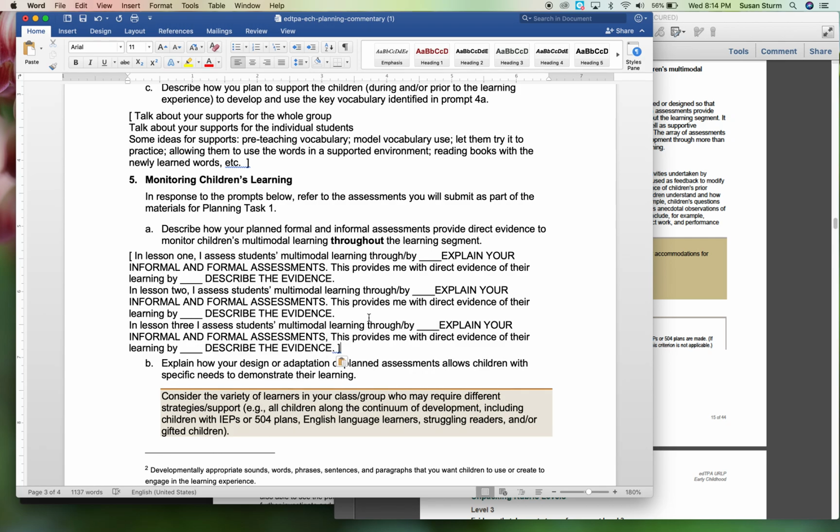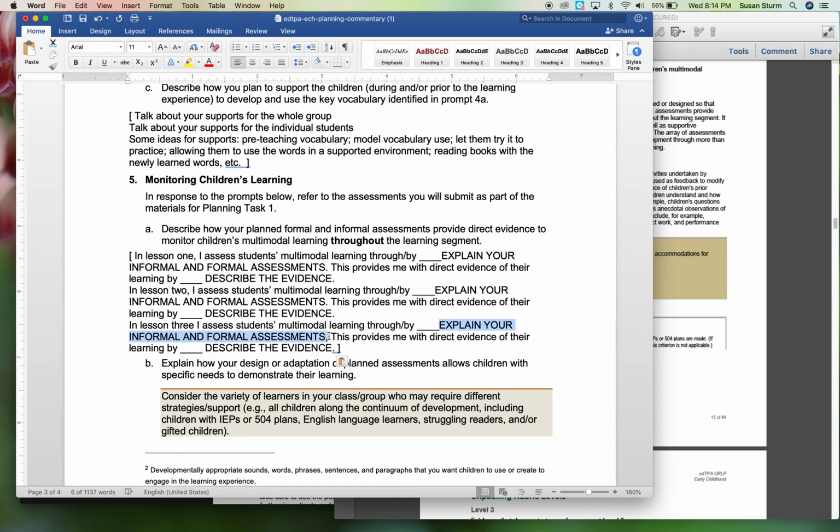So for example, if you use a rubric to assess their writing on the final day, step 1 is explain your rubric. So in order to assess their multimodal learning of writing, I give them a formal rubric at the end of lesson 3. This rubric contains the following criteria, and then you would list out the criteria that are included. Things like their ability to use descriptive language, the number of words they use, the kind of descriptive words they use. Are they using the 5 senses? That would be a good final assessment.